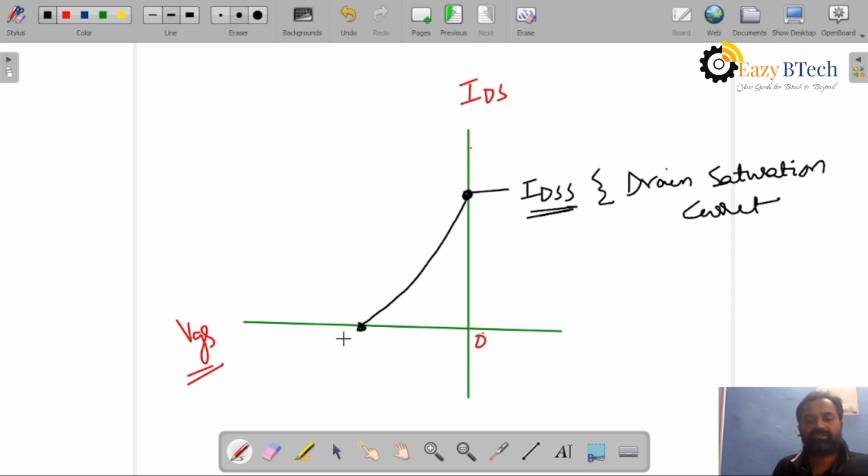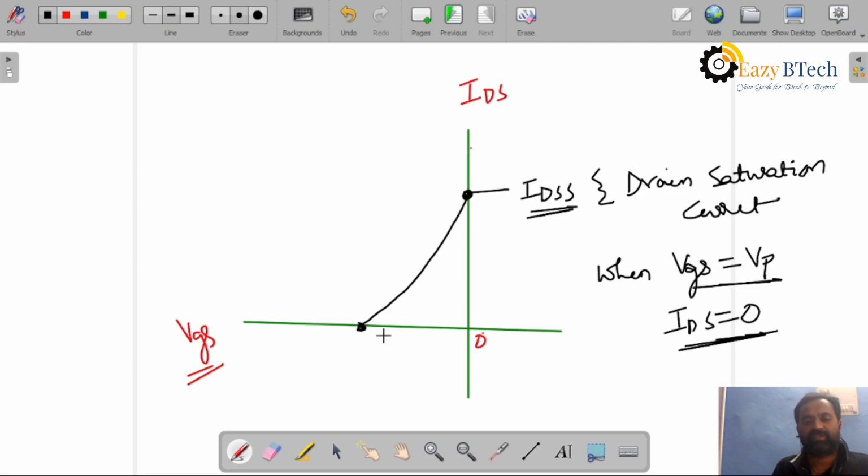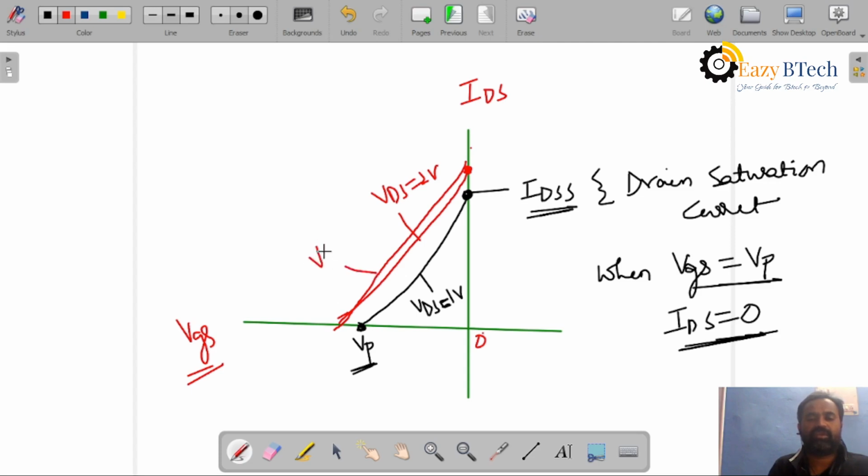Now this point is when VGS is equal to VP, IDS is 0. When VDS, this point is nothing but the pinch off voltage. This is at VDS 1 volt. Like that you may change. Now VDS you are taking as the second constant, and it may shift from here to here. This is VDS 2, next VDS 3. It means we can take a different graph by taking VDS at different intervals.